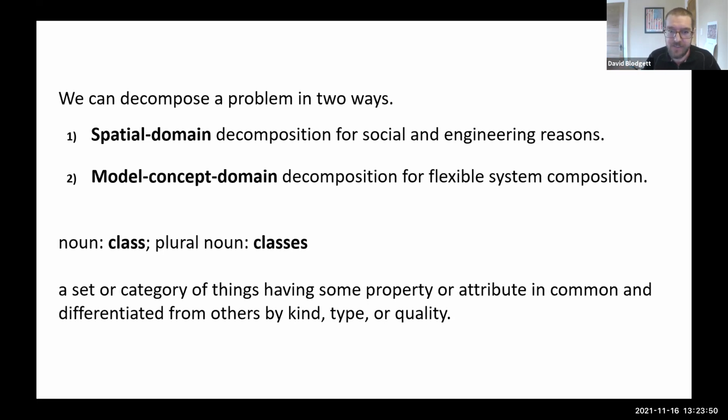The second piece that folks might not be familiar with is this idea of formalizing entities, in this case, spatial features, with the idea of class. And this is a computer science type class, right? So this is a set or category of things having some property or attribute in common and differentiated from others by kind, type, or quality, right?